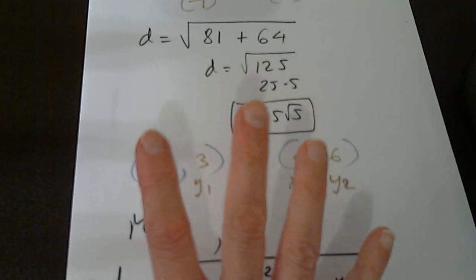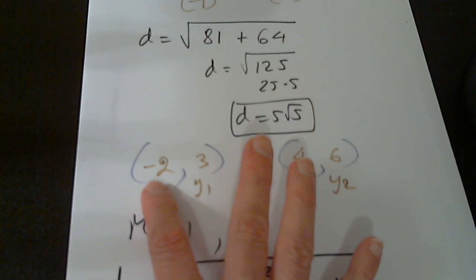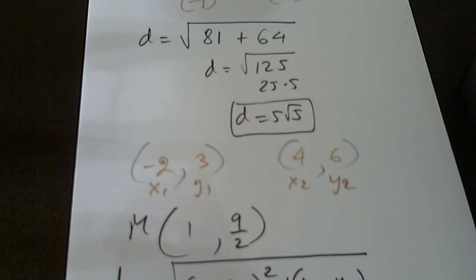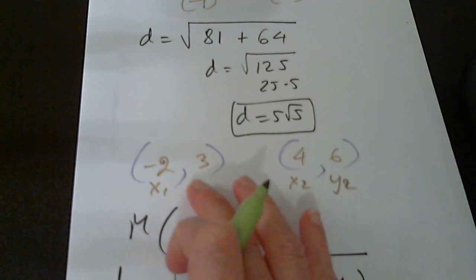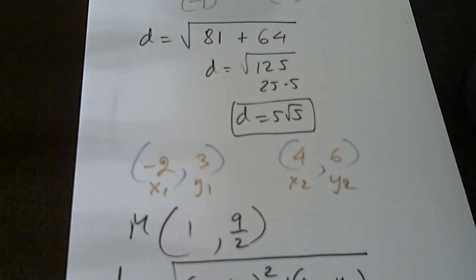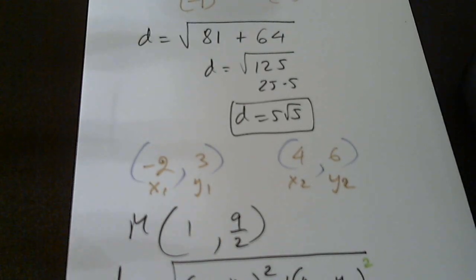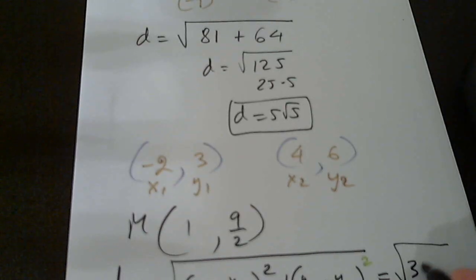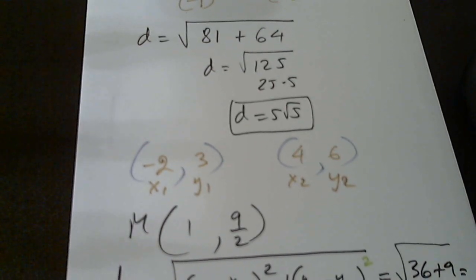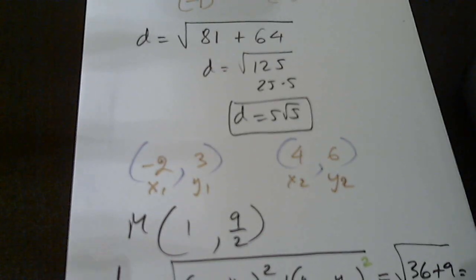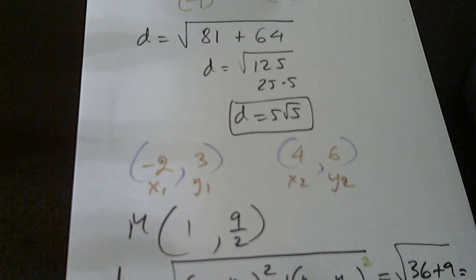4 minus -2. But that's 4 plus 2, which is 6. So 6 squared, this will be 36. 6 minus 3 is 3. And 3 squared will be 9. I got my numbers. So I have the square root of 36 plus 9, which is the square root of 45. 9 times 5. So I can write 3, the square root of 5.